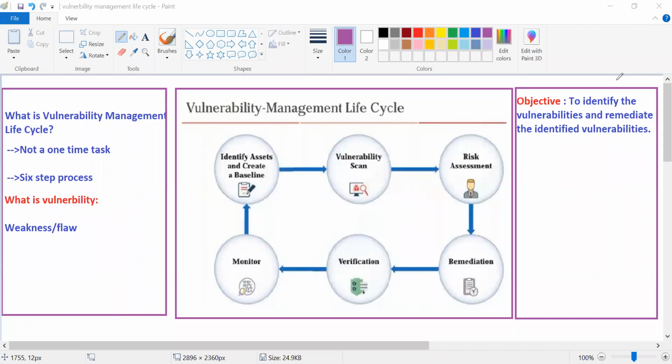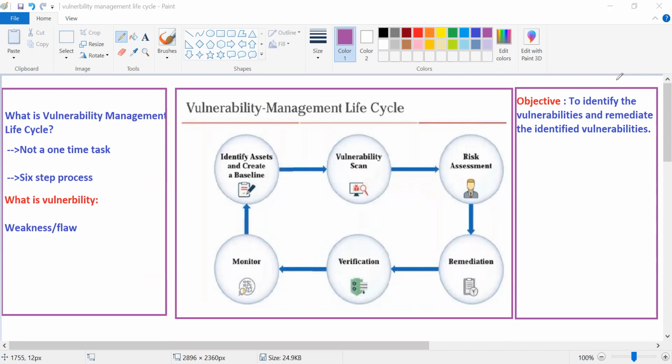So, hello, today's topic is vulnerability management life cycle. So, what exactly is this vulnerability management life cycle, guys? First, what is meant by vulnerability? We can say that vulnerability is a weakness or flaw of a particular system, right? Coming to the vulnerability management life cycle, it is not a one-time task, and this is a six-step process.